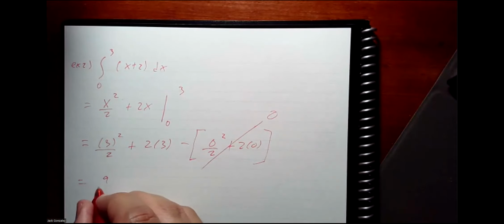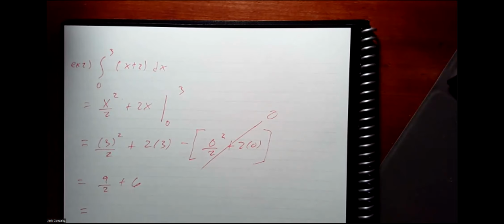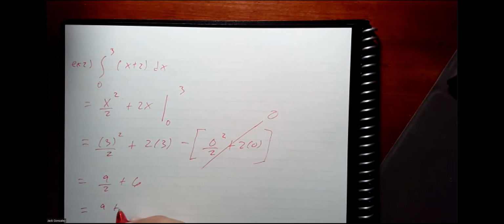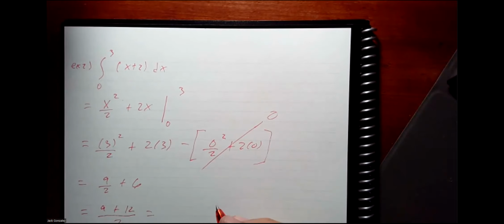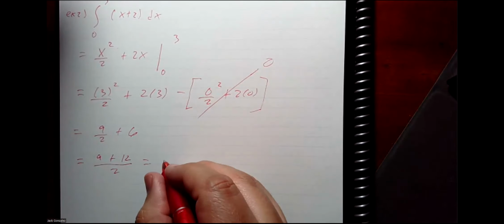Cool. This will be 9 halves plus 6, which is 9 plus 12 over 2. Will that be 21, right? Yeah.